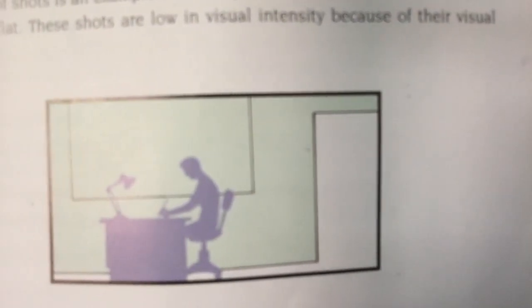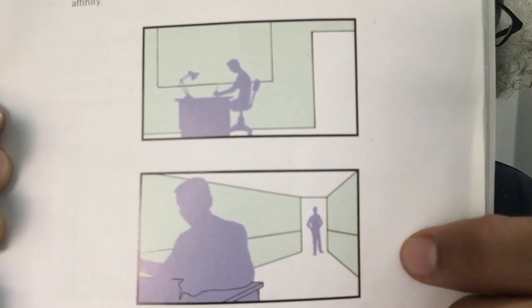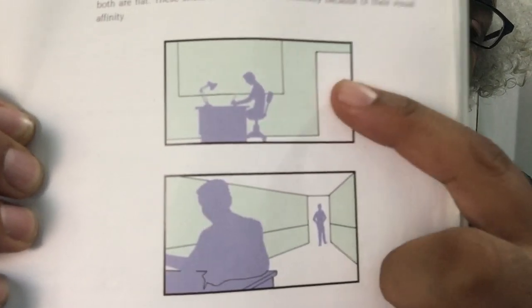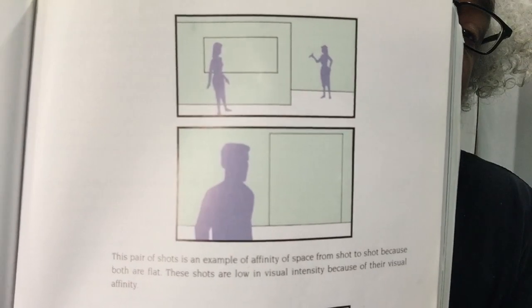So the impact of those two flat shots would be less visually intense than, let's say, the impact of two shots where they are in contrast. For example, here we have one shot that's flat, right? And then here we have a next shot that's deep space. So if we put those two together, going from this shot to this shot, there's a contrast. So these two together will be more visually intense or visually interesting than these two together.